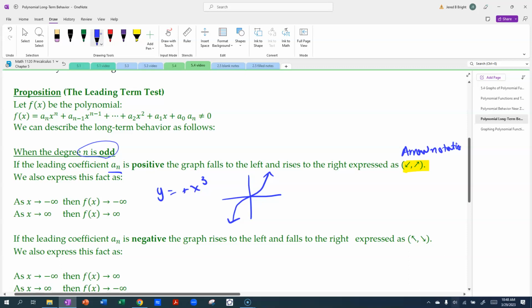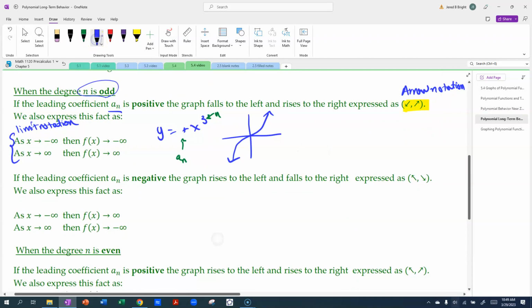What this is really meaning to say, and this is more limit notation, is that as x goes to the left, as x goes to negative infinity, so we're going this direction in the graph, it's falling vertically. That's why we have the arrow down and to the left. As we go to the right, as x goes to positive infinity, then it rises. That's why it's going kind of northeast in our arrow notation. So that's if a_n is positive. So again, this is a_n, and this is n.